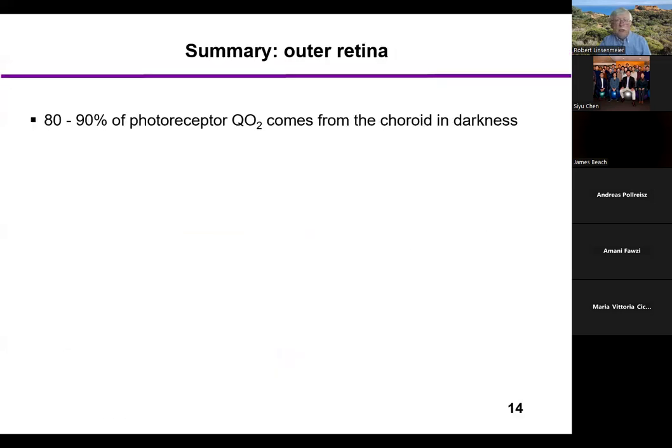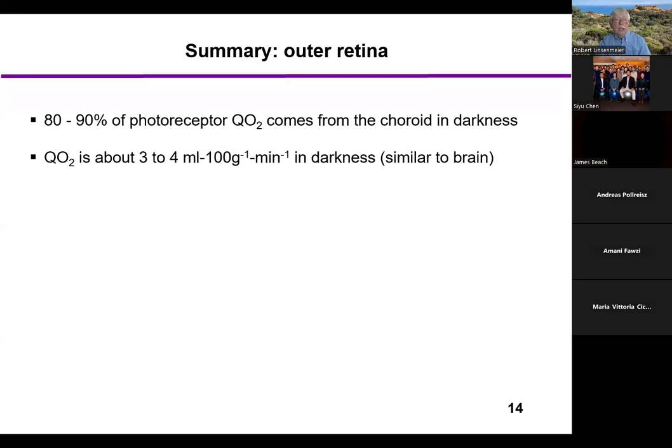So what we know about the outer retina is that 80 to 90% of the photoreceptor oxygen comes from the choroid. And using the model, we've been able to say that the oxygen consumption of the outer retina is 3 to 4 milliliters per 100 grams per minute in darkness. That's not a remarkably high number. It's very similar to what you would have in the brain.